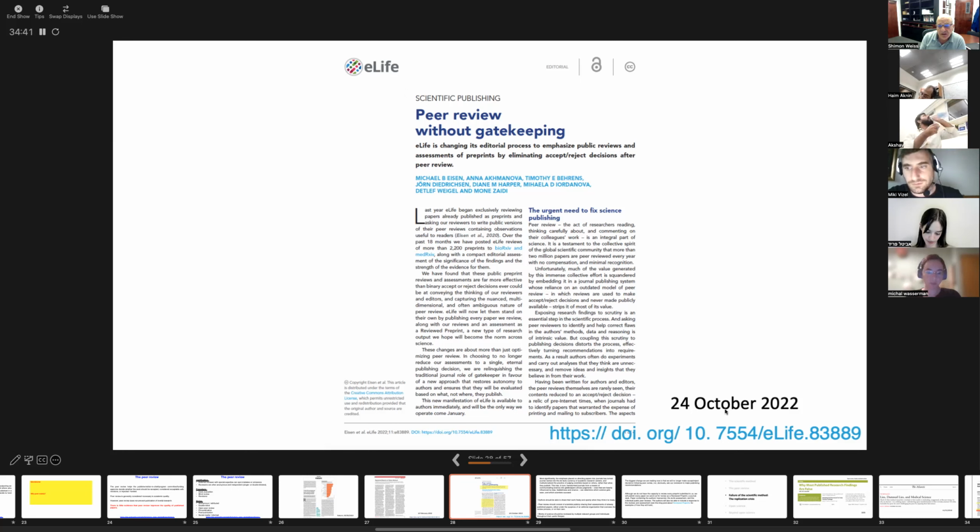And here, as recent as 2 days ago, they are coming with this idea of peer review without gatekeeping. eLife is changing its editorial process to emphasize public reviewers and assessments of preprints by eliminating accept-reject decisions after peer review. They are still going to decide if the paper is good or not good for eLife. If it's not good for eLife, it's not going to be reviewed. But if the editorial board decides that the paper is worthy of a review, they will publish the paper and they will publish the review. But they will not tell you if the paper is accepted or not.